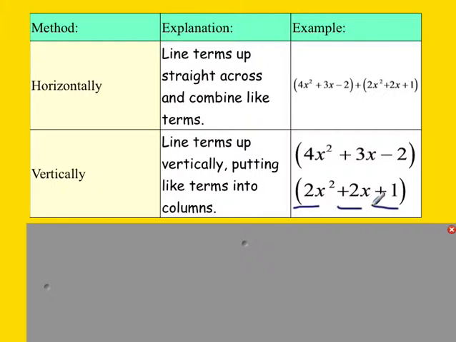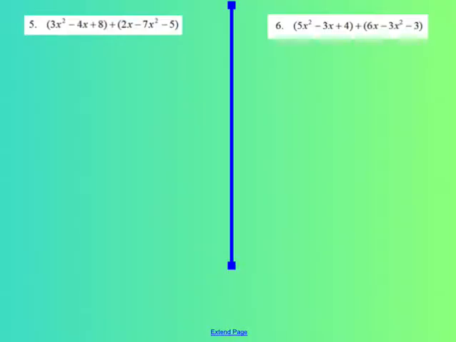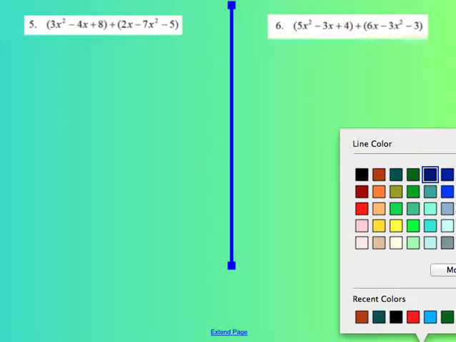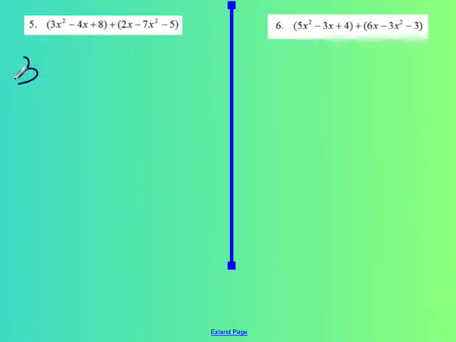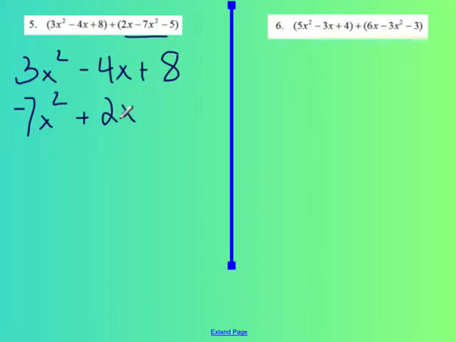Okay, let's take a look at how some of these will work for adding polynomials. Let's take a look at number 5. I'm going to set this up using the vertical method. The first one I have is 3x squared minus 4x plus 8. Now I'm going to take this polynomial and write it into columns by like terms. So I'm going to put negative 7x squared in my x squared column. I'm going to put 2x in my x column, and I'm going to put negative 5 in my constant column. So now I can go ahead and add down the columns.